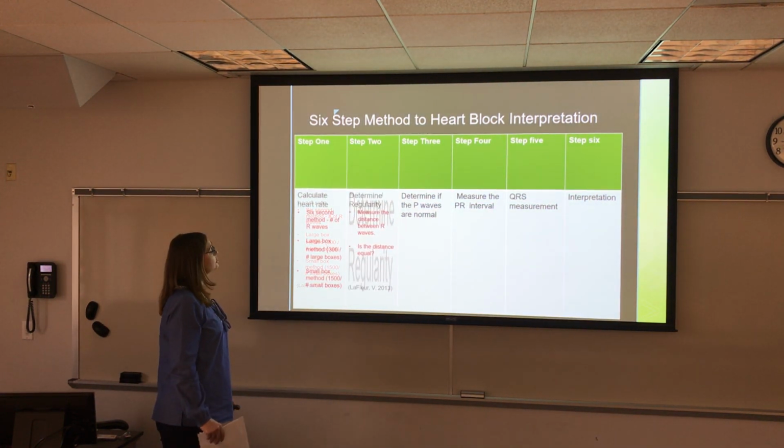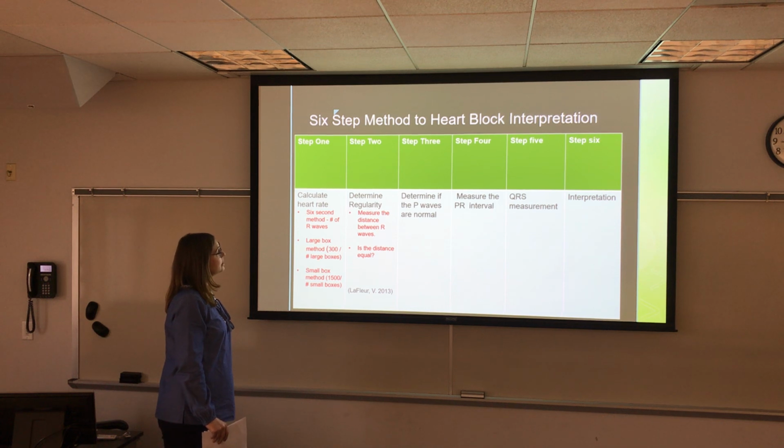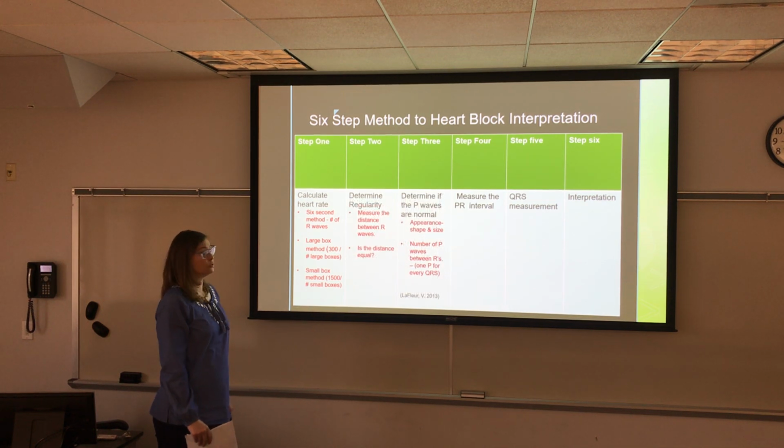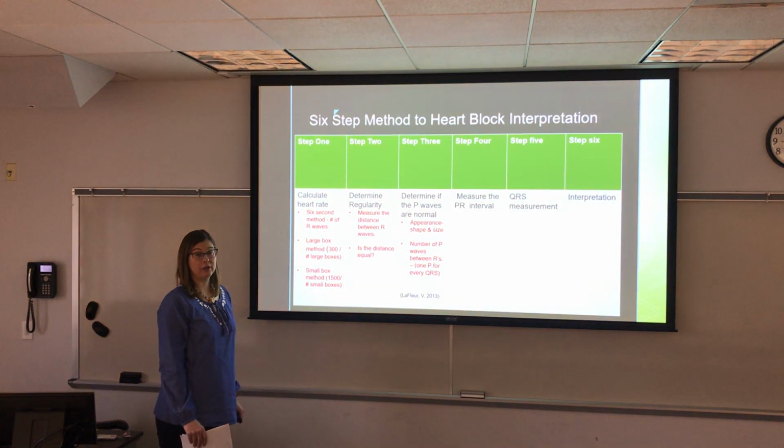Next, you would want to determine the regularity of the rhythm by measuring the distance between the R waves, and determine if the P waves are normal, are they uniform in shape and size, and is there a QRS complex after every P wave.